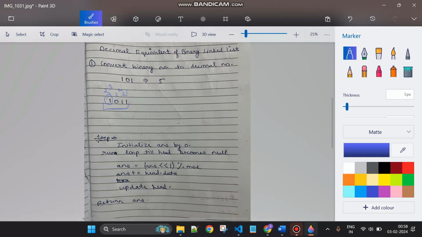So these are the steps. Initialize the answer by 0 and run the loop till head becomes null. Left shift the answer by 1, and add the head's data. So the first 1 will be left shifted 3 times, the next will be left shifted 2 times, the next 1 time, and the last 0 times. We keep on adding the head dot data so that the left shifting is included, and at last we return the answer.